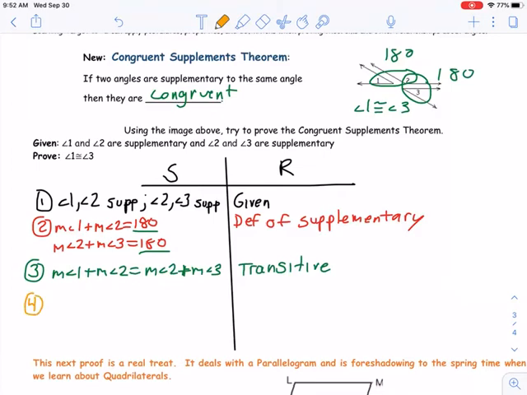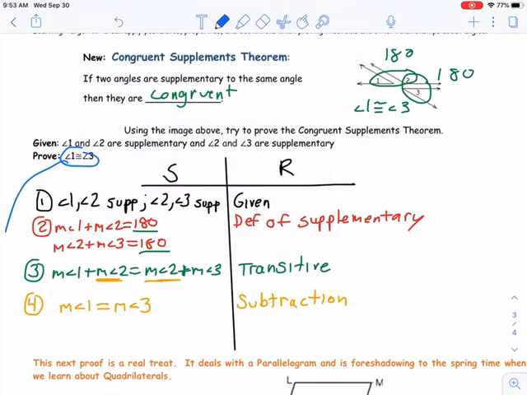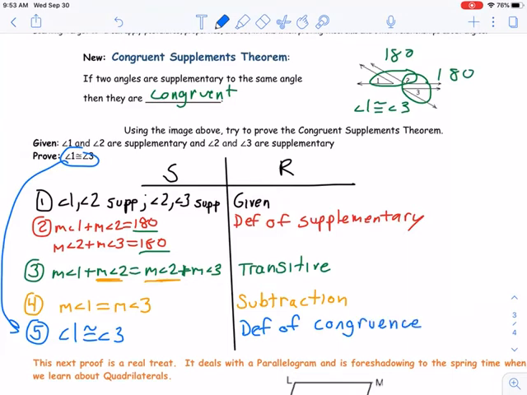Alright, now, notice how I have an angle 2 on both sides? I can eliminate it. How? Subtraction. And then last, remember, I need to end with what I'm trying to prove, and that's angle 1 is congruent to angle 3 by definition of congruence. Alright, and that's it for that proof right here.